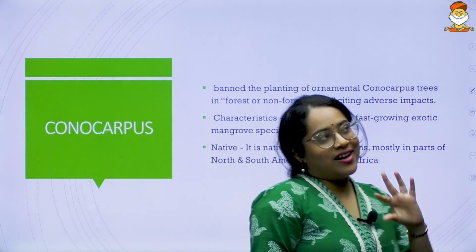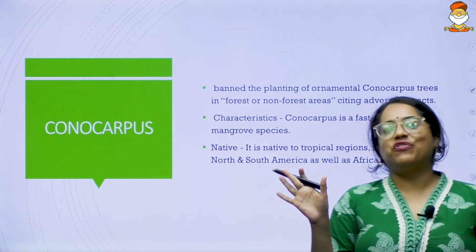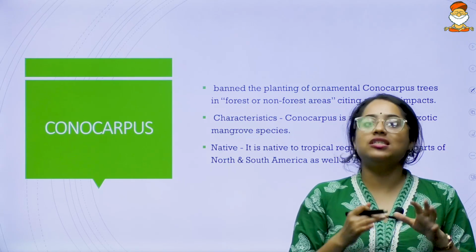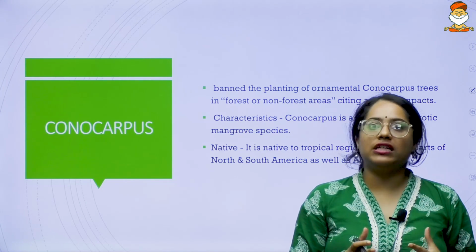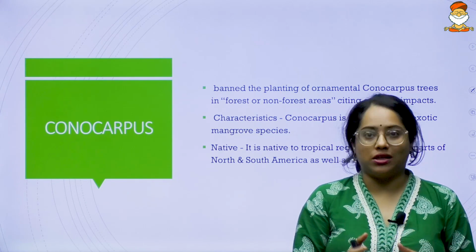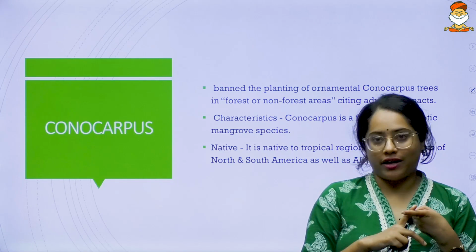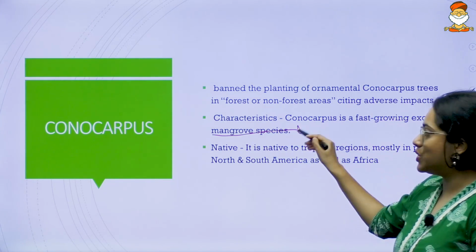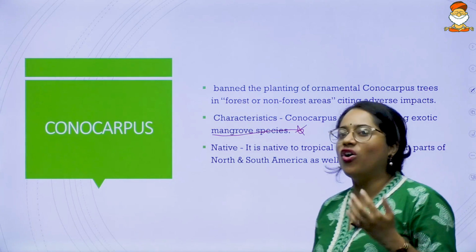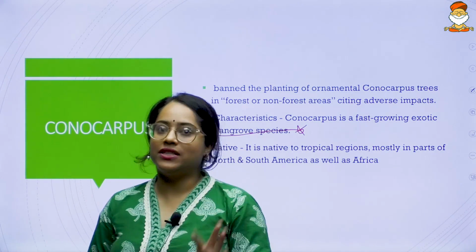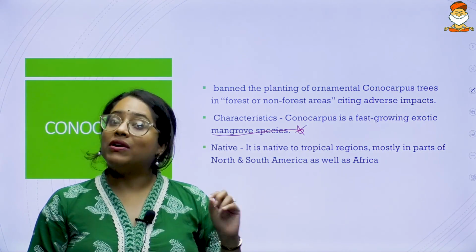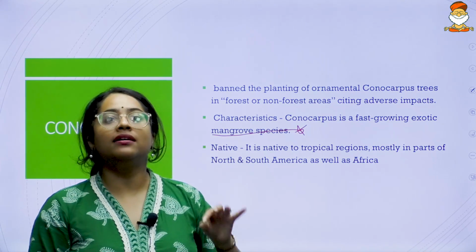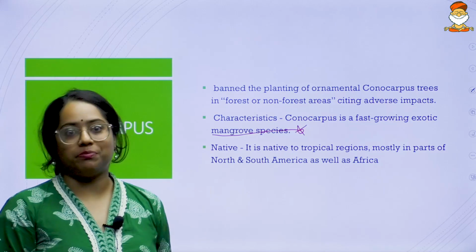Now, this is a counterintuitive sort of a current affair. That's why I've put this over here. There is a species of tree. It's a flowering tree called Conocarpus. Okay, so it's a flowering tree and it's a mangrove species. So normally we are all up for mangrove species, cultivation of it, etc. But very recently, Gujarat government has banned the cultivation of Conocarpus.